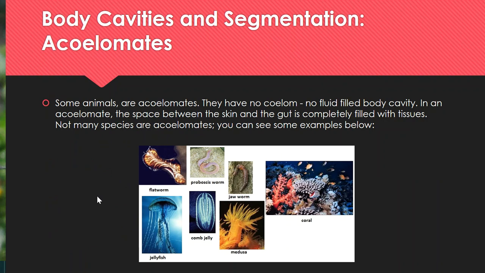Acoelomate. Some animals are acoelomates. They have no coelom, no fluid-filled body cavity. In an acoelomate, the space between the skin and the gut is completely filled with tissues. Not many species are acoelomates. You can see some of the examples below: flatworm, medusa, coral, jellyfish.